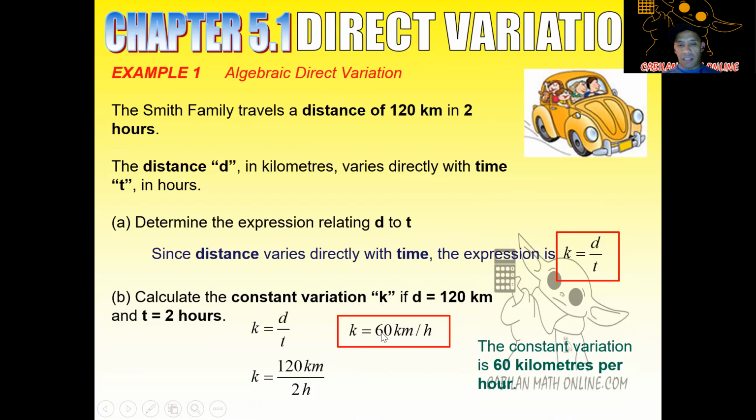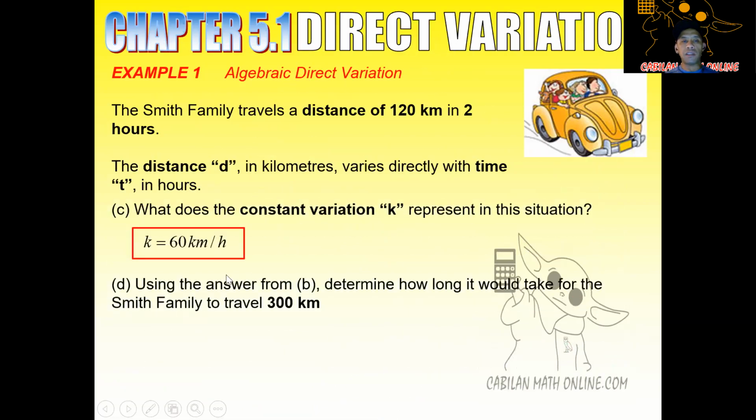Now, what we want to do is take this answer and use it to answer the next following questions. It's very important that when you're reading word problems you take a look at the information given to you in the previous example, and then figure out where the numbers need to go. So it says, using the answer from B, which you can see up here, determine how long it would take for the Smith family to travel 300 kilometers. I'll always start off with the basic formula. Again, k represents the speed in this example, and we're going to start off with k equals d over t.